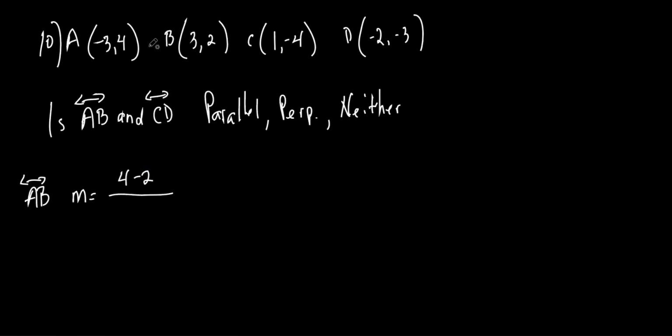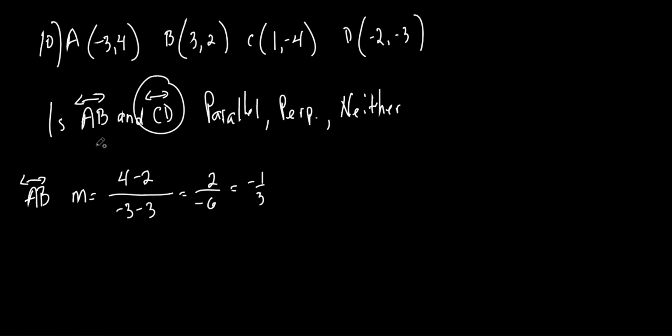Is that all right? 4 minus 2. See, there's AB. There's the 4. There's the 2. That's my y. That's my other y. Let's do the x's. I got to subtract in the same order, don't I? Negative 3, what? Minus 3. Let's figure that out. 4 minus 2 is 2 over negative 6. Reduce it. Negative 1/3. Now, I can't tell right now if it's parallel, perpendicular, or neither. Why not? Because I haven't found the slope of what?